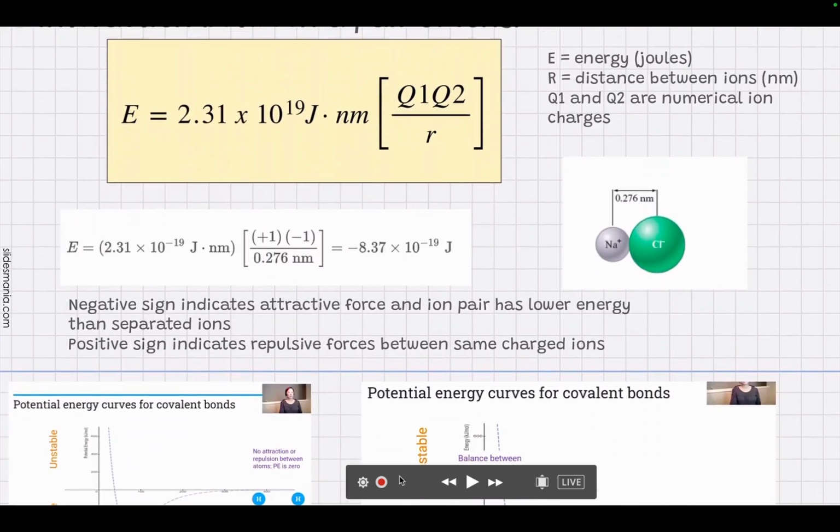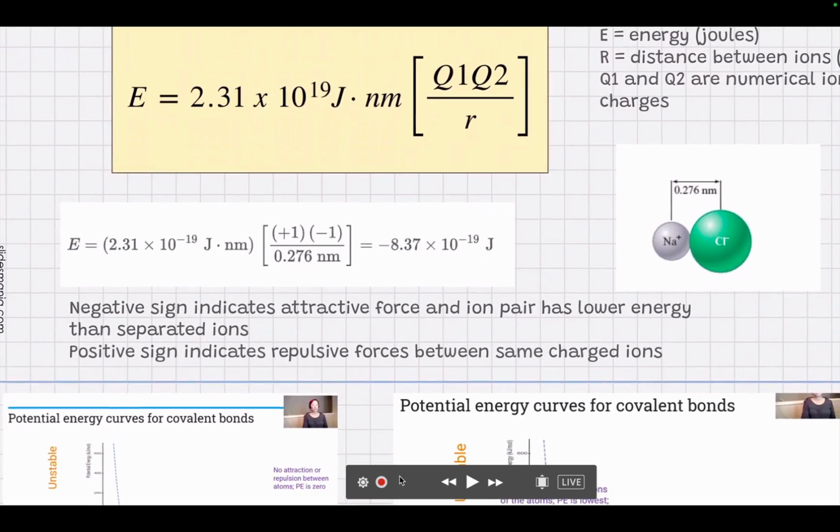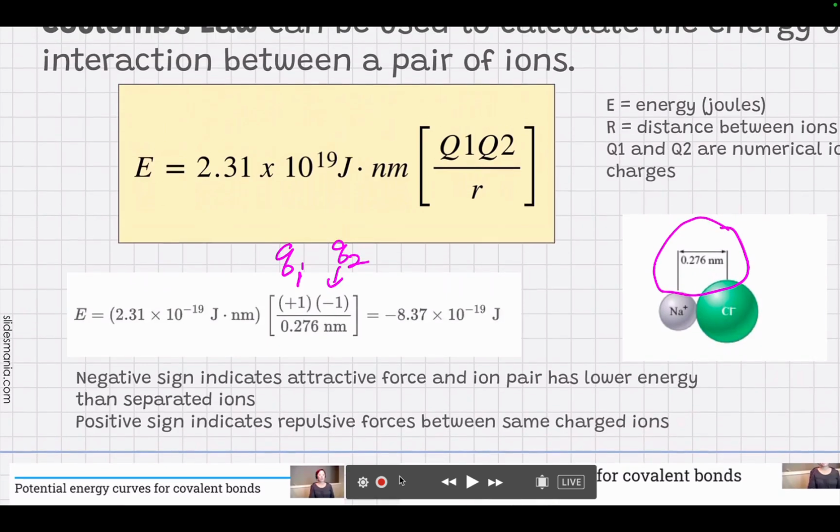So we can actually calculate the amount of energy between a sodium ion and a chloride ion, because we know the distance between the ions is about 0.276 nanometers. So here is your Q1 and your Q2. This one doesn't have the radius squared, but it's still proportional to the distance between the ions.